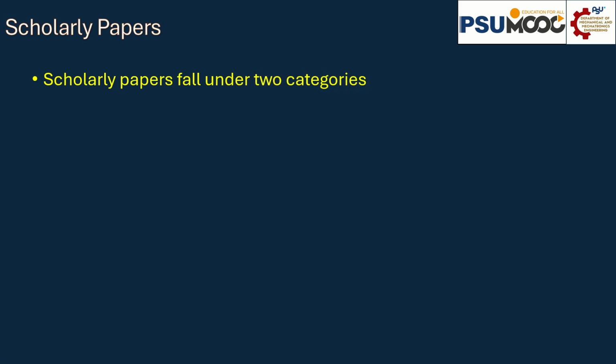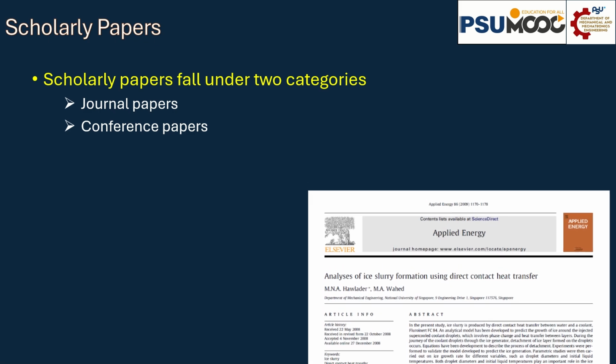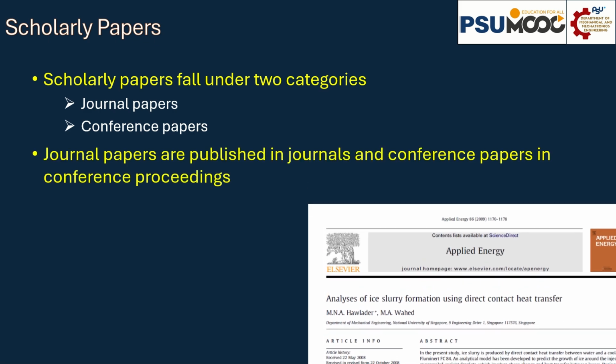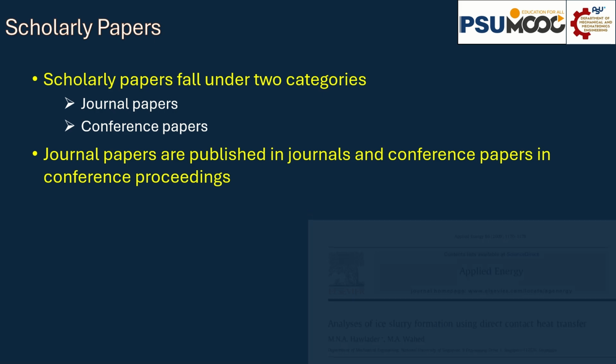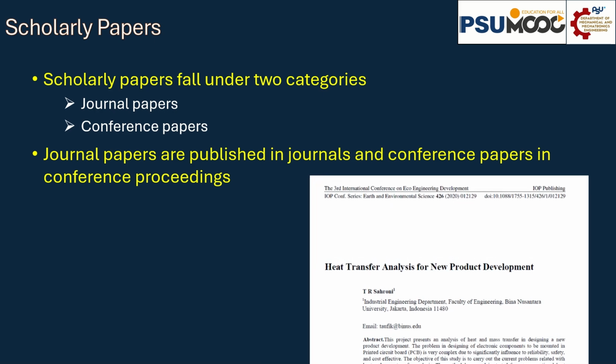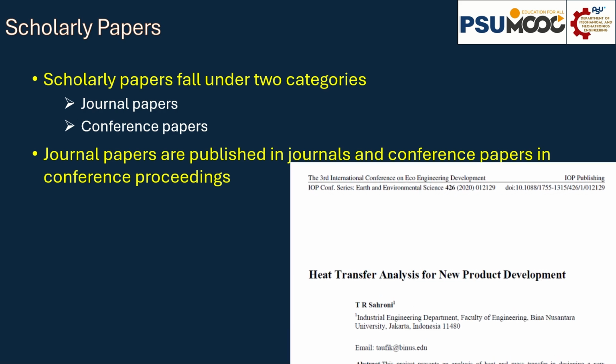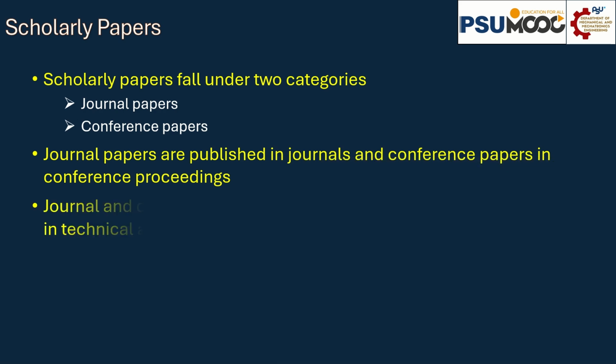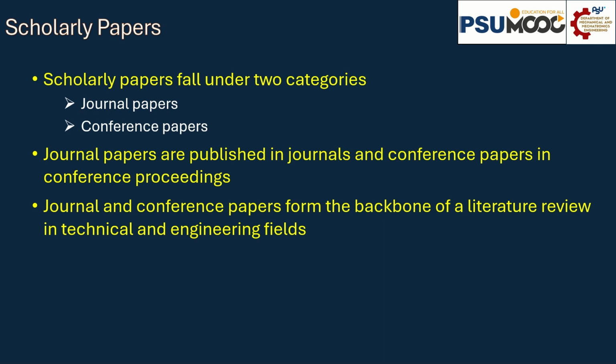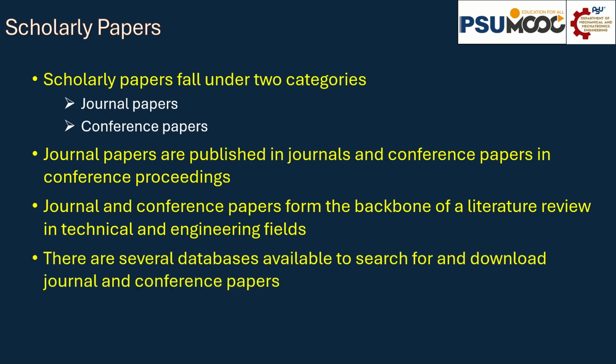There are two main types of scholarly papers: the journal papers and the conference papers. Journal papers, as their name suggests, are published in academic journals, while conference papers are first presented at conferences and then published in conference proceedings. Journal and conference papers form the backbone of a literature review in technical and engineering fields. Researchers typically search specialized databases to locate relevant journal and conference papers.